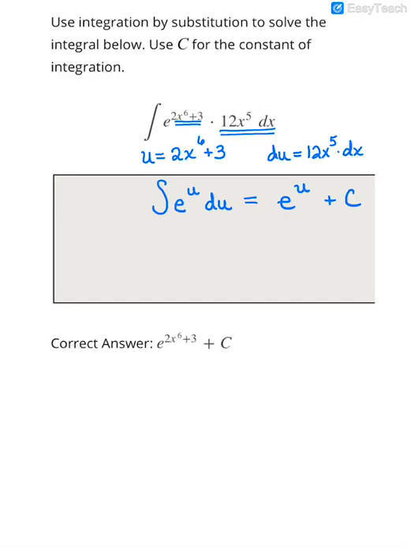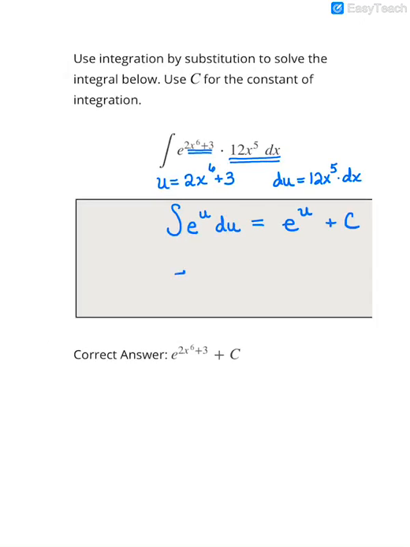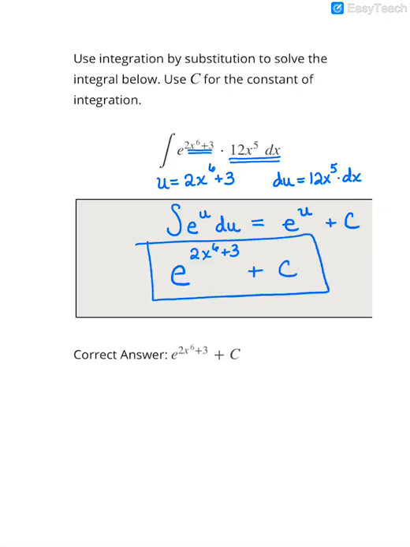Now when you're finished, you've got to make sure you go back to the final answer and put the u back in. My u originally was 2x to the 6 plus 3, so I'm going to resubstitute that back in, and then I still have plus my constant. So that is called a u-substitution.